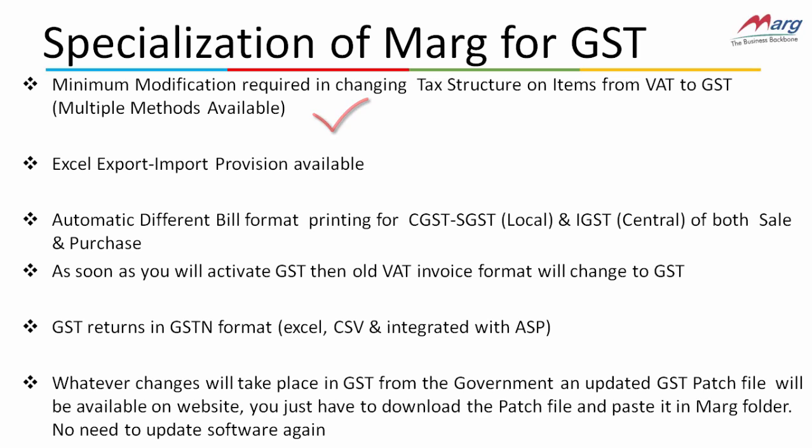Multiple methods available. Means we just have to do a little bit of modification on items or products in order to change their tax percentage from VAT percentage to GST. Because in Marg software there are multiple methods available through which you can change the tax structure of items. Like you can first change the tax percentage in bulk and then if required change individually on particular items. Or you can export the list of items in Excel and change the taxes in Excel. Then import the sheet in Marg software. In this video we will take a look at all the methods.